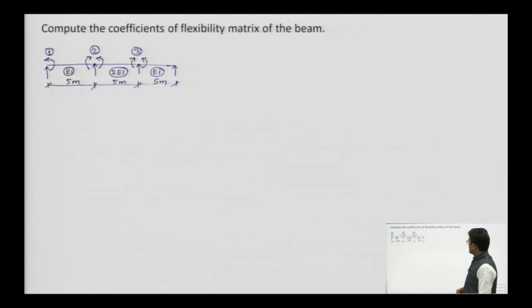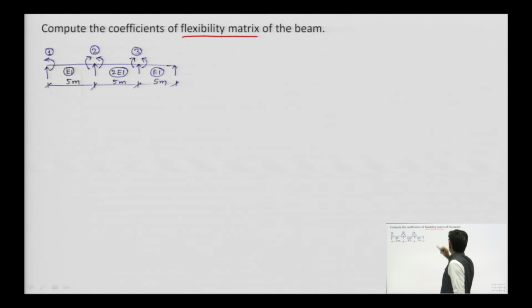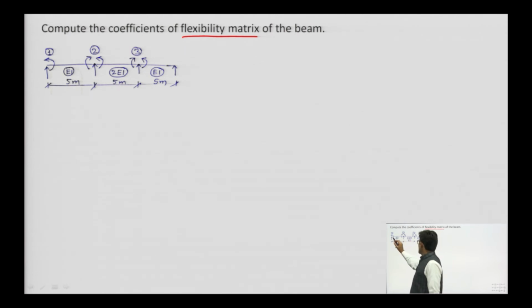Okay. So, this theorem is very helpful in making flexibility matrices. What is a flexibility matrix? Say in this example we have a beam with supports 1, 2, 3, 4.